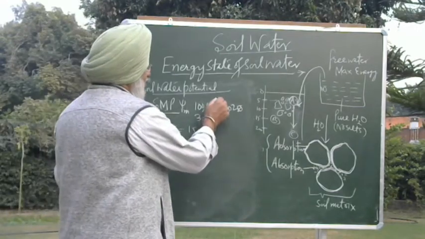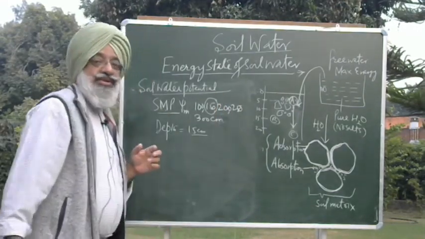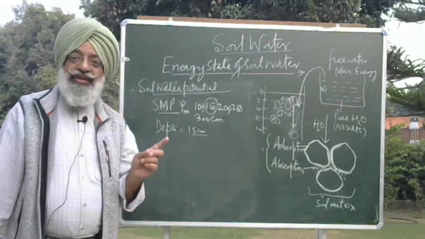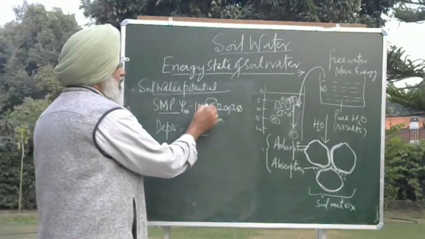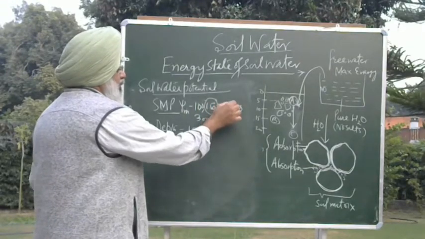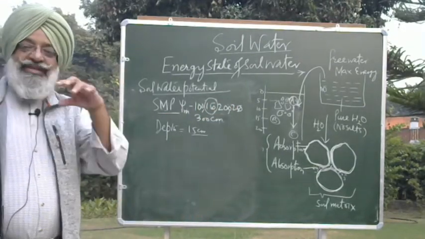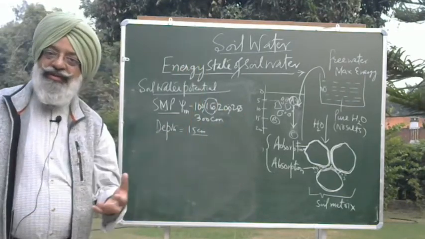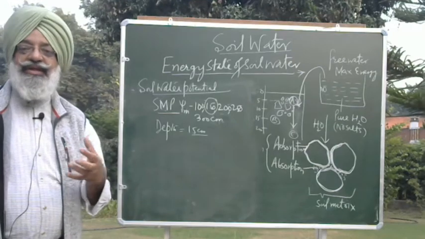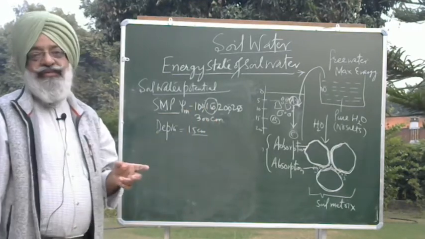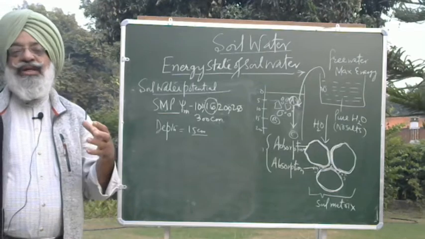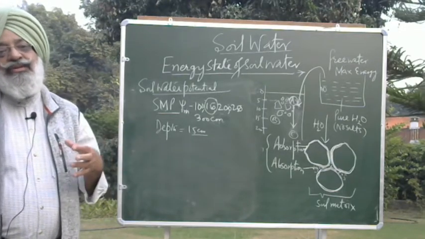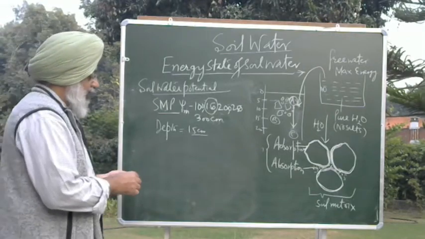Then we found the best irrigation treatment, because if you increase the soil matric potential to 200, there was a slight decrease in the yield of the crop. At 250, the decrease in yield increased. So this was the best value, where we applied the minimum amount of water and at the same time there was no effect on the crop yield.